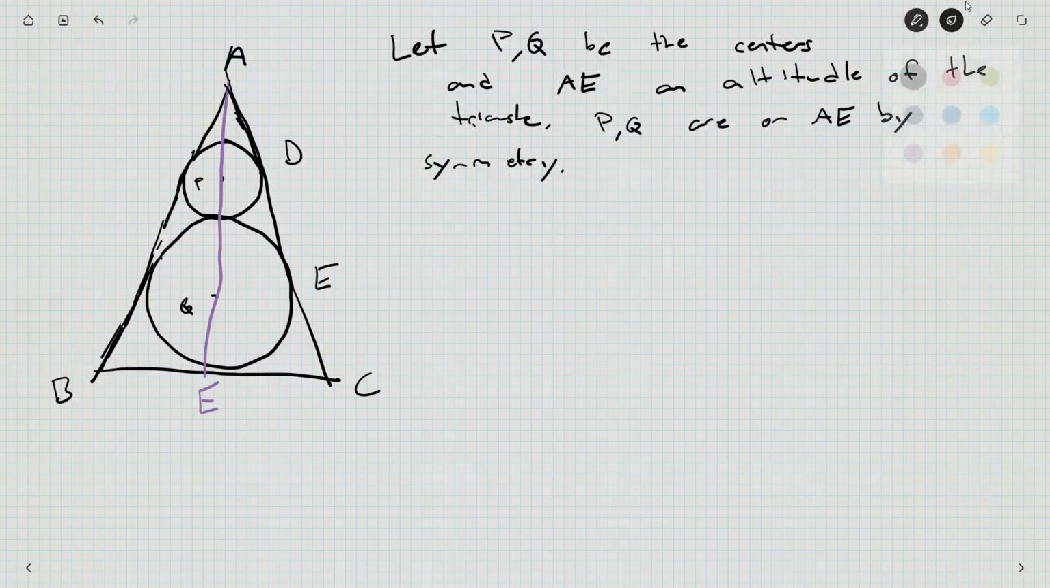Now, what about these tangent points? Well, something we always do with tangent points is we connect them up to the centers. That's why I named P and Q in the first place. And now we know these radii. So this is 1, and this is 2. I guess we've got right angles down here as well.